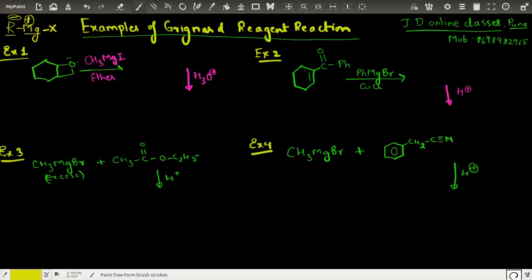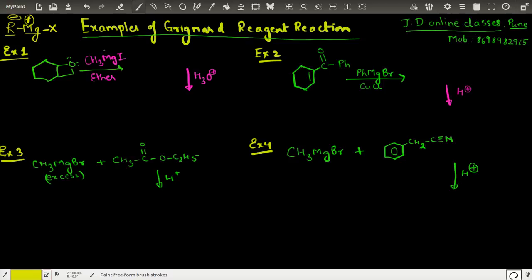So what type of reactions does the Grignard reagent show? Let's understand with the help of these four examples. The first one, in this example, we have CH3MgI, methyl magnesium iodide. The ether is acting like a solvent, the solvent in which the reaction takes place. So we have to see what will be the effect of addition of this molecule onto the cyclic ether compound.